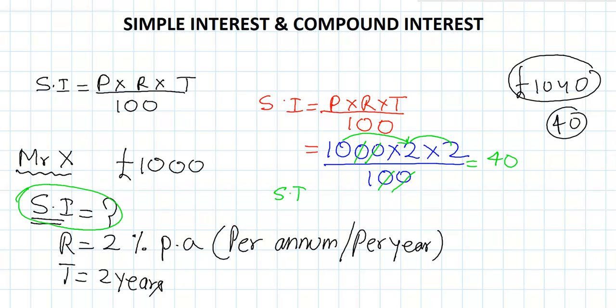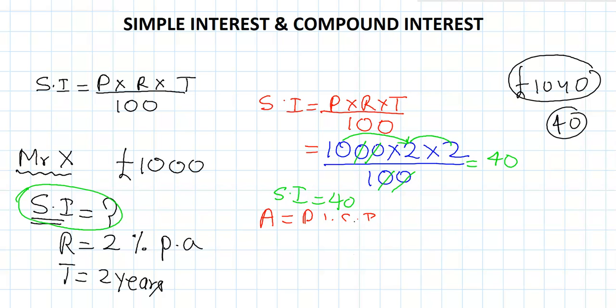So what was this that Divyansh said? 1,040. This is the amount he is getting after the second year. So 40 pounds interest, 1000 pounds deposited, 1000 plus 40 is 1,040. So amount is always P plus SI. P, whatever you have deposited here.